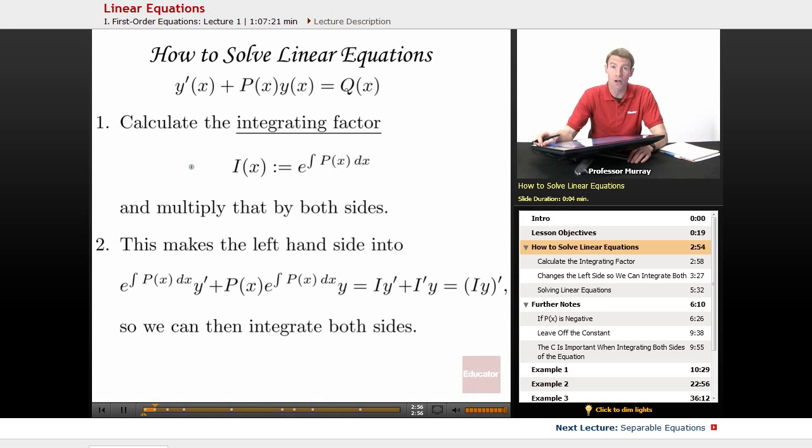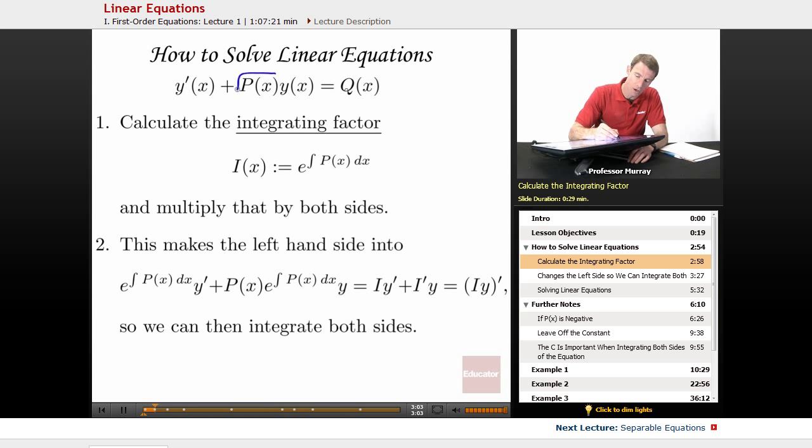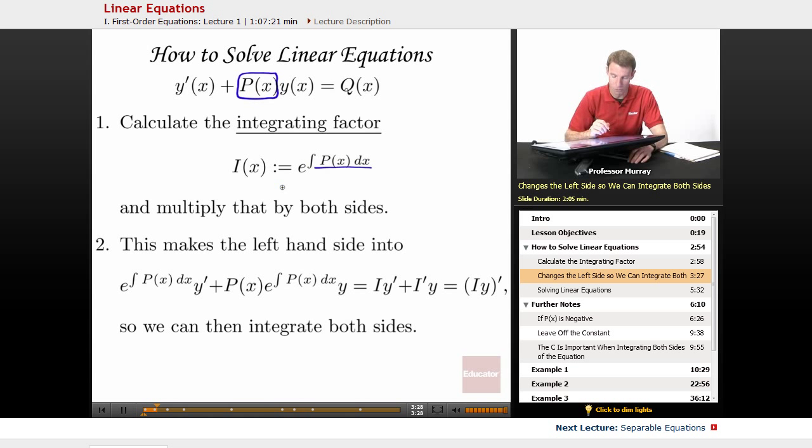How you solve linear equations is you calculate something called the integrating factor, which means you look at the coefficient of the y of x, which is the p. So you look at the p of x and you integrate it. Then you raise e to that power. So it's e to the integral of p of x. We call that the integrating factor I of x. And we multiply that by both sides. A lot of times this makes the equation get a lot more complicated. So let me show you why we would want to do that.